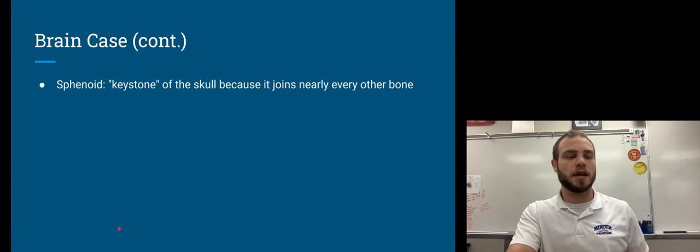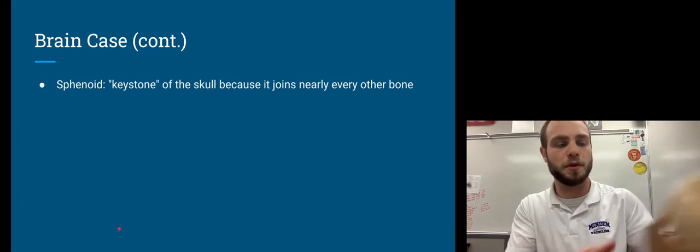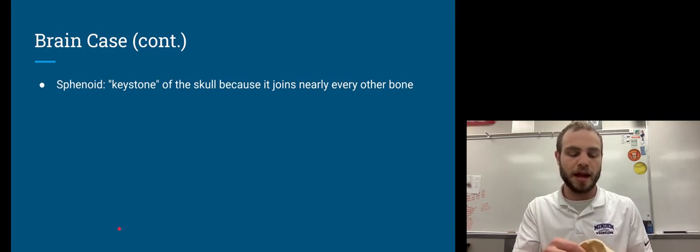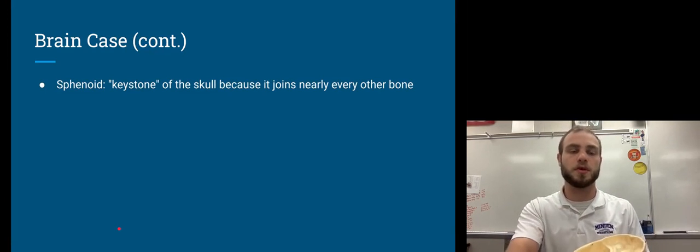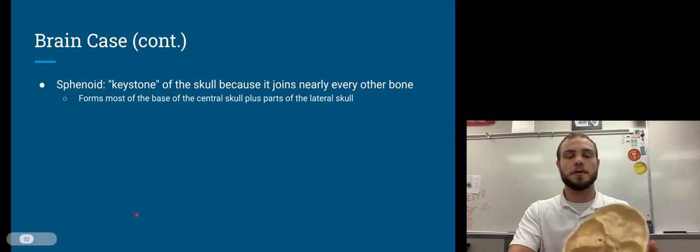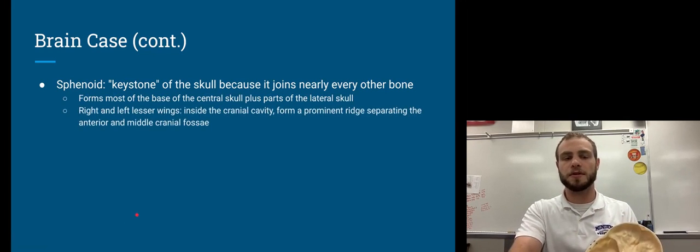Okay, so now looking within our skull, we have the sphenoid bone, which is going to be the most important one. It is the keystone of the skull because nearly every other bone within the skull is going to be connected somehow to the sphenoid bone. So it forms most of the base of the central skull. It does form a little bit of the lateral skull. And we'll see why here in a second.